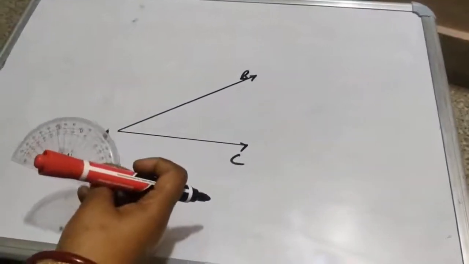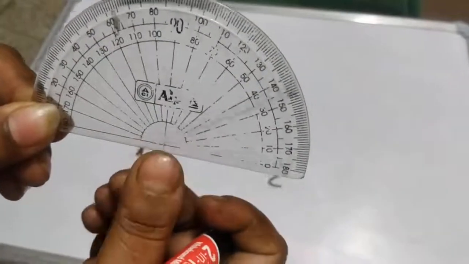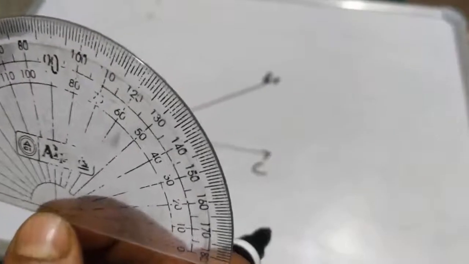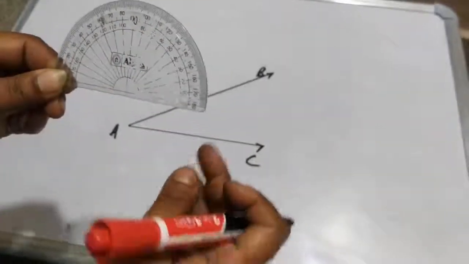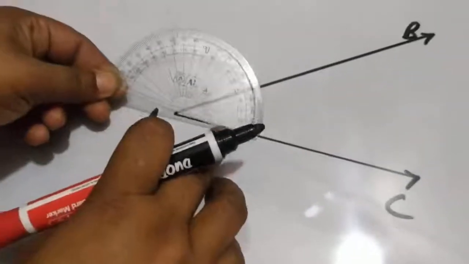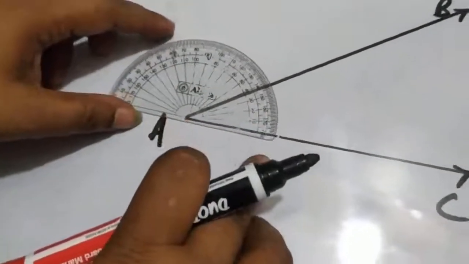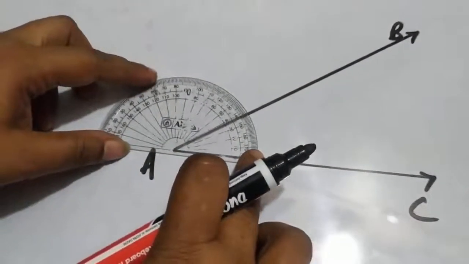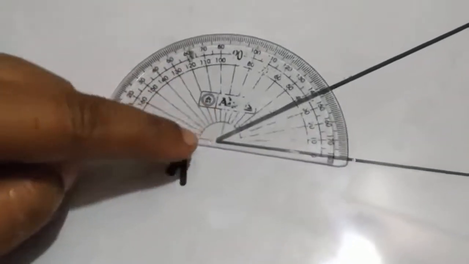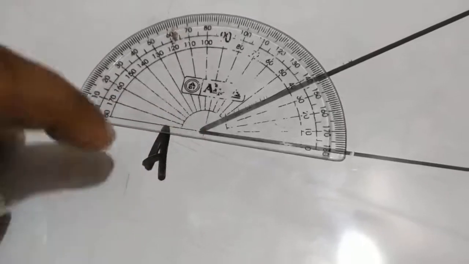Step number 1. We have to place the center of the protractor on the vertex A. All of you see. This center of the protractor should be on the vertex A, right?